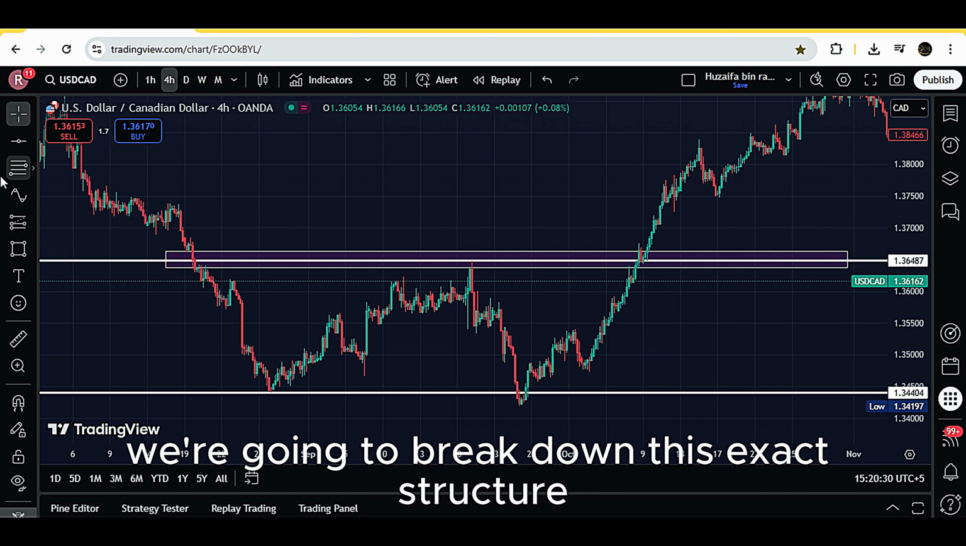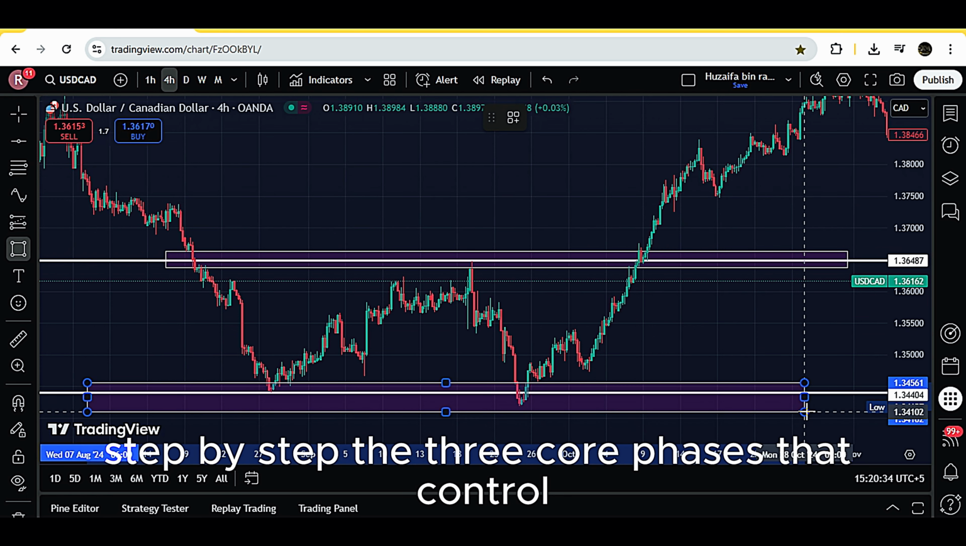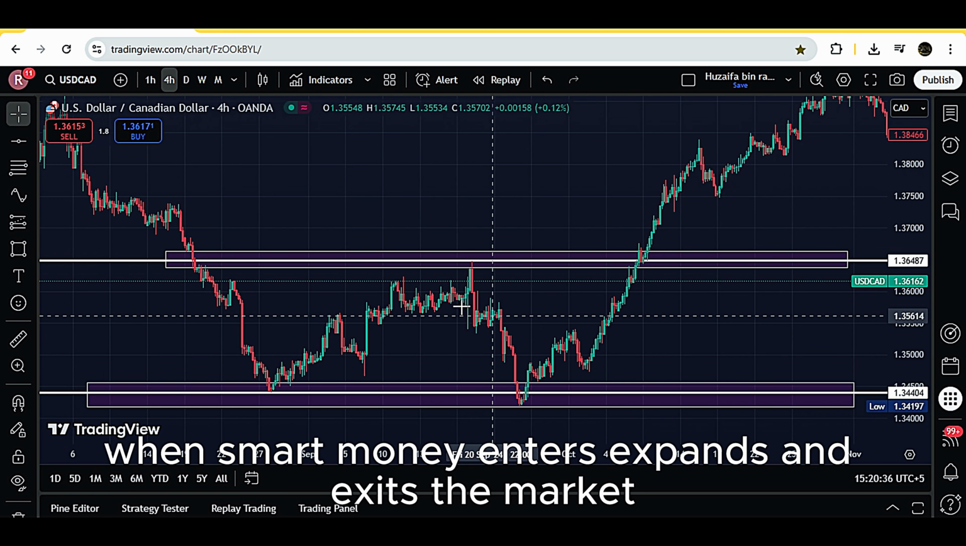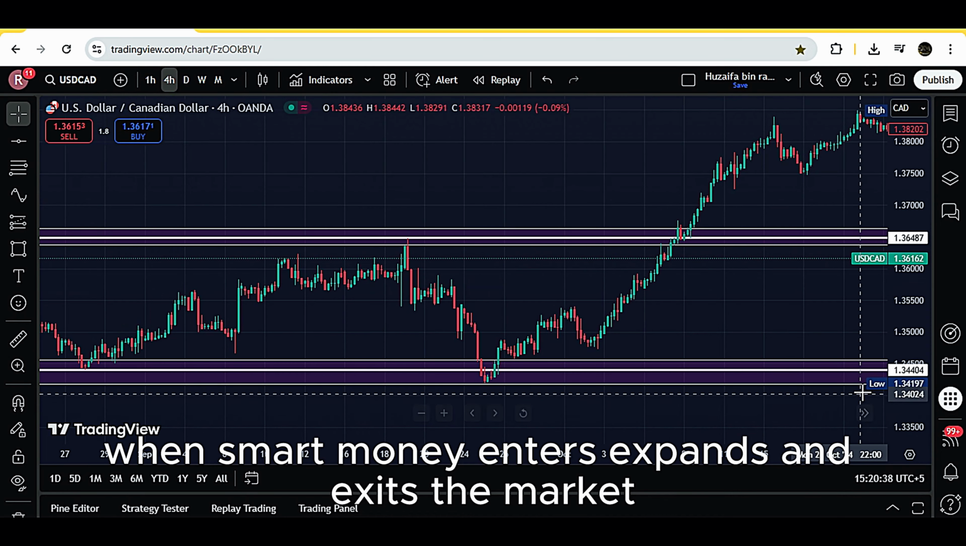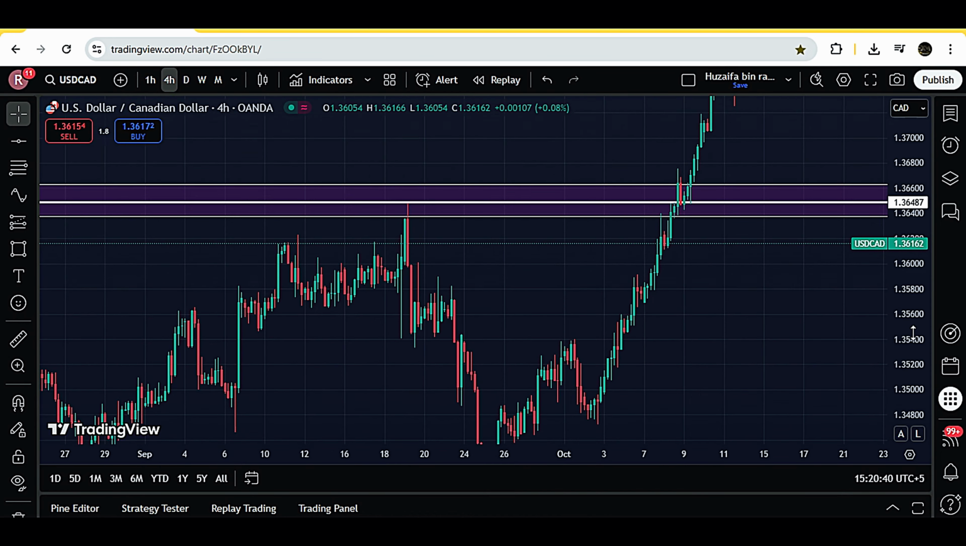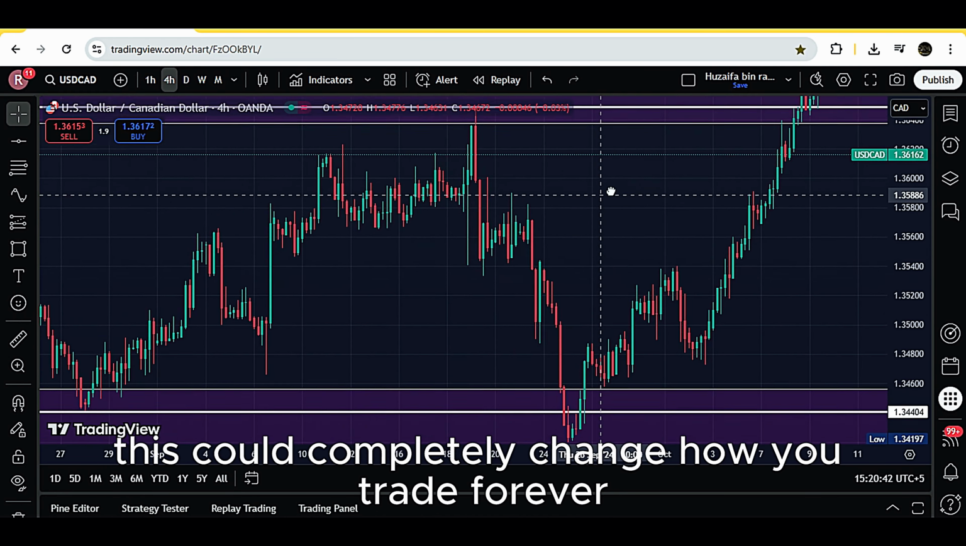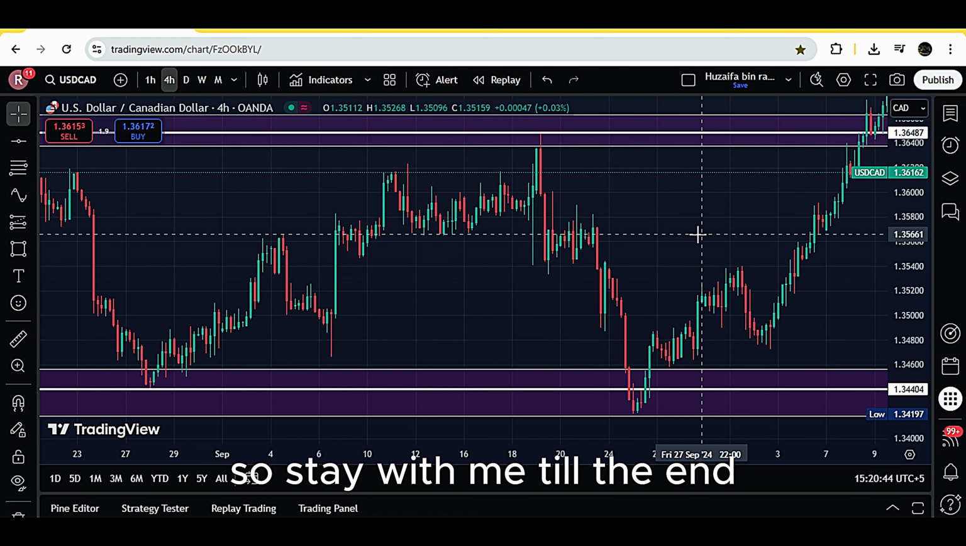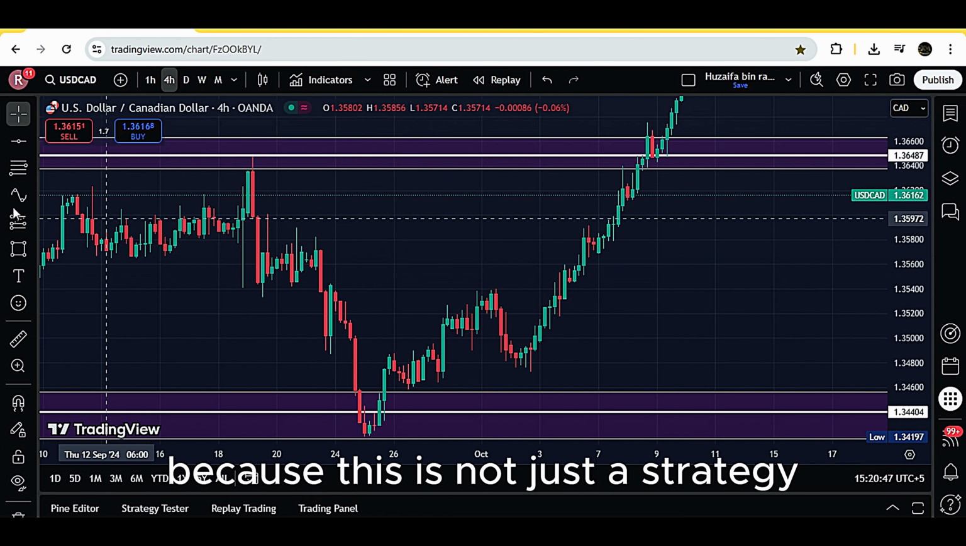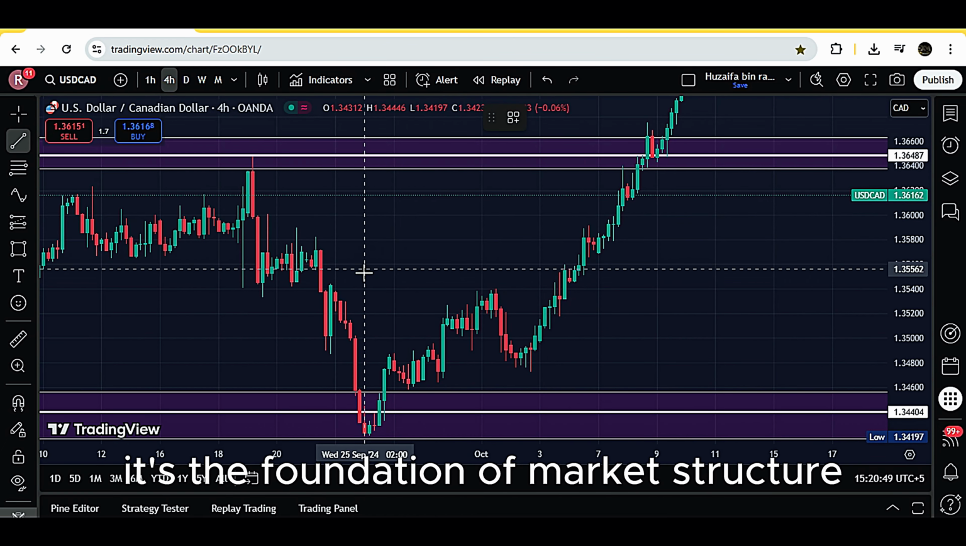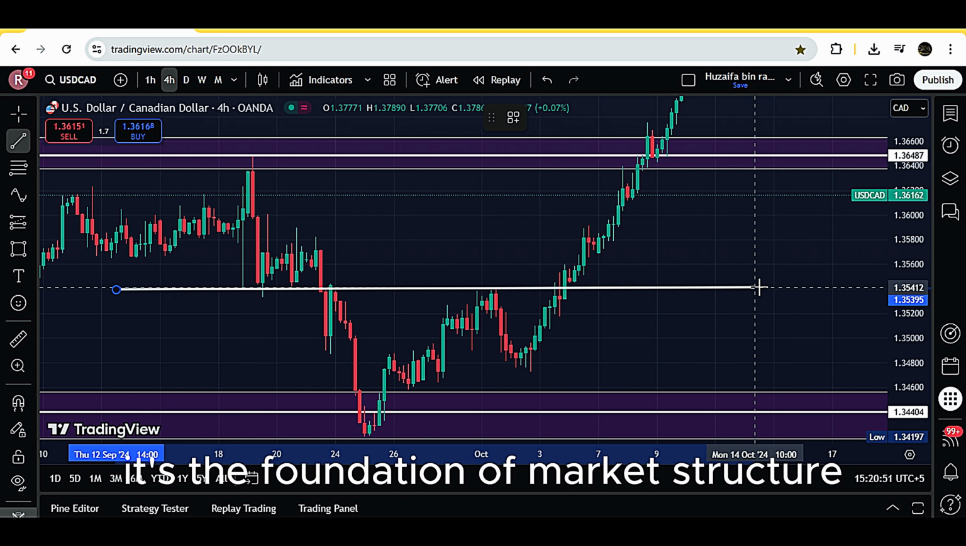In this video, we're going to break down this exact structure step by step. The three core phases that control when smart money enters, expands, and exits the market. This could completely change how you trade forever. So stay with me till the end, because this is not just a strategy, it's the foundation of market structure.